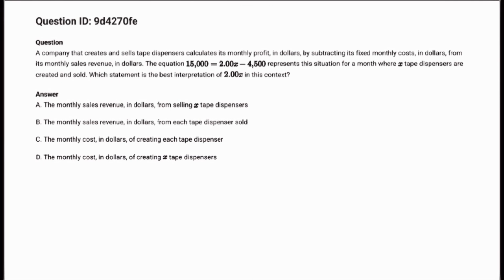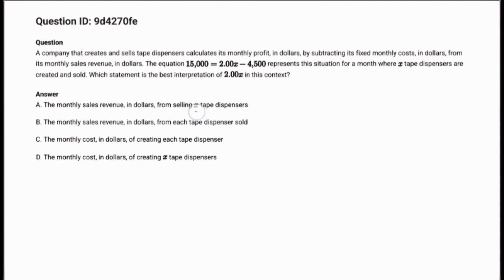A company that creates and sells tape dispensers calculates its monthly profit in dollars by subtracting its fixed monthly costs in dollars from its monthly sales revenue in dollars. The equation 15,000 equals 2x minus 4,500 represents the situation for a month where x tape dispensers are created and sold. Which statement is the best interpretation of 2x in this context?